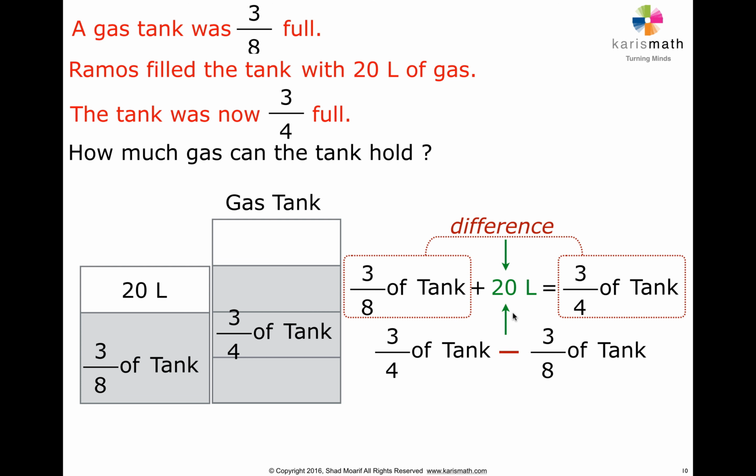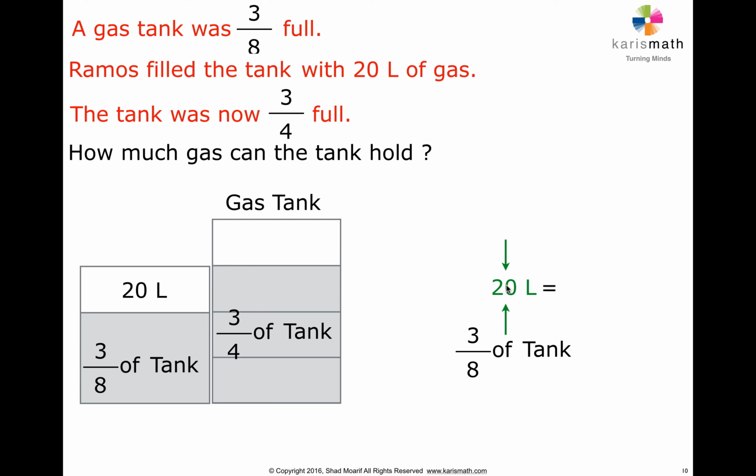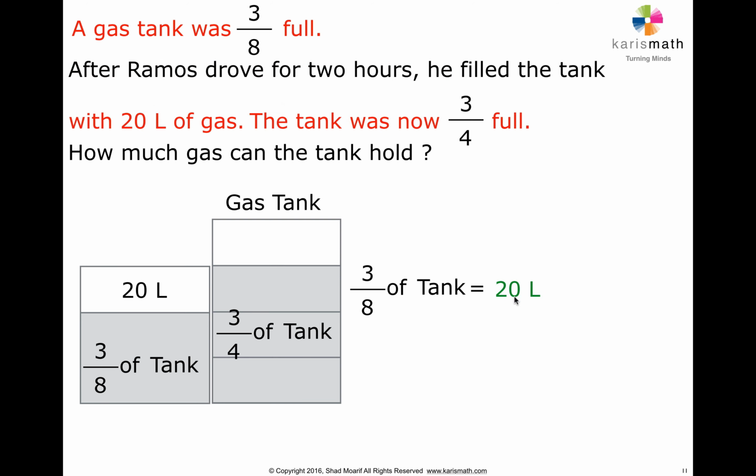And how do you find the difference? You take 3/4 of the tank, which is the larger amount. From that, you take away 3/8 of the tank. And you can change this into eighths because 3/4 is the same as 6/8. So why not switch it around? Now, from 6/8, if you take away 3/8, you're bound to get 3/8, which means 3/8 of the tank is 20 liters. That's what we found the last time when we drew it. 3/8 of the tank is 20 liters.